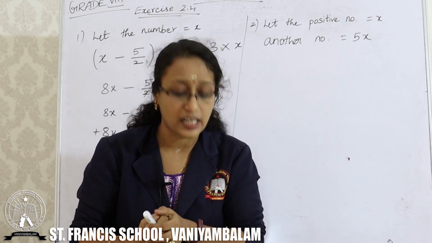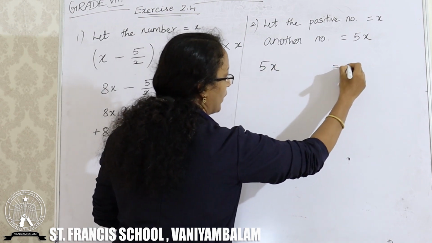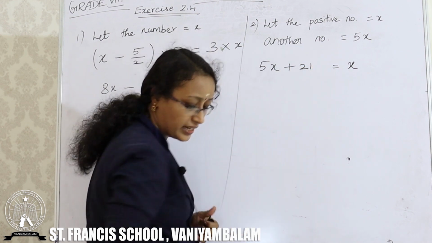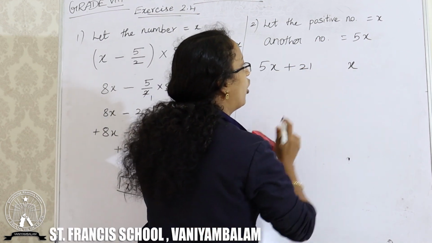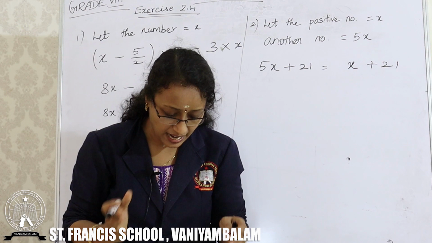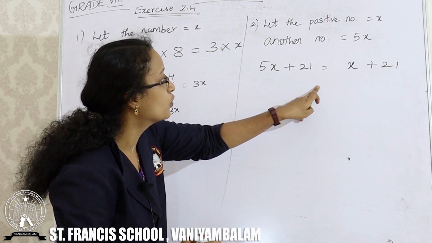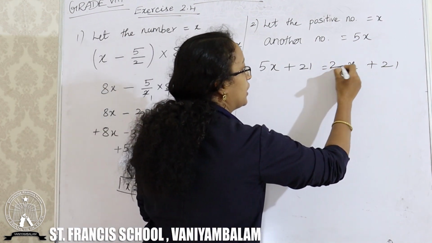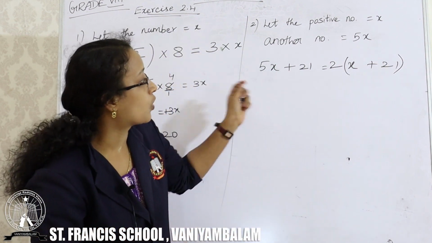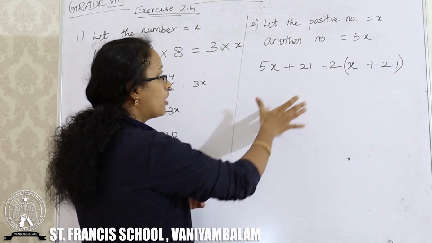If 21 is added to both, I am going to add 21, right? We are going to add 21 on both sides. If 21 is added to both the numbers, one of the new numbers becomes twice the other number. Twice means 2 times. So, according to the question, now we got the equation, both the sides we have expression. So, how will you solve this?